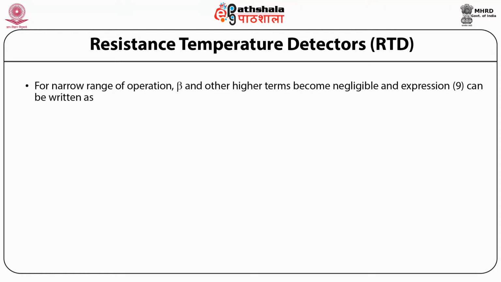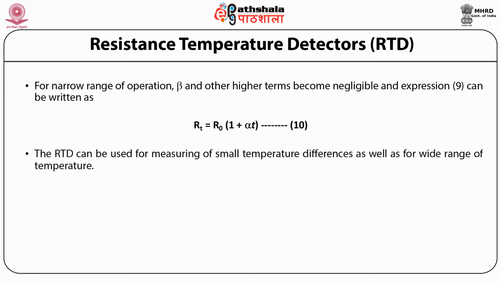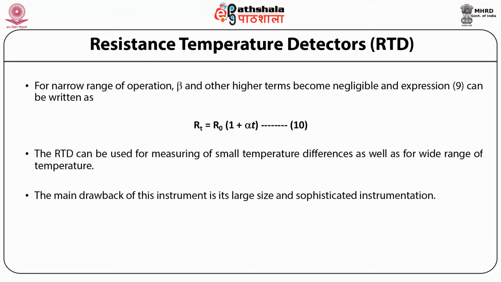For narrow range of operation, beta and other higher terms become negligible, and expression 9 can be written as RT is equal to R naught into 1 plus alpha T. This is equation 10. The RTD can be used for measuring small temperature differences as well as for wide range of temperature. The main drawback of this instrument is its large size and sophisticated instrumentation.